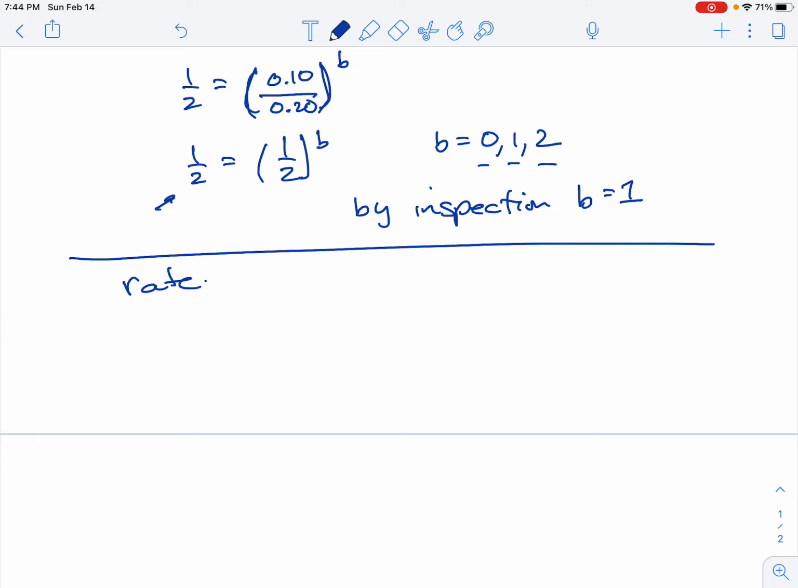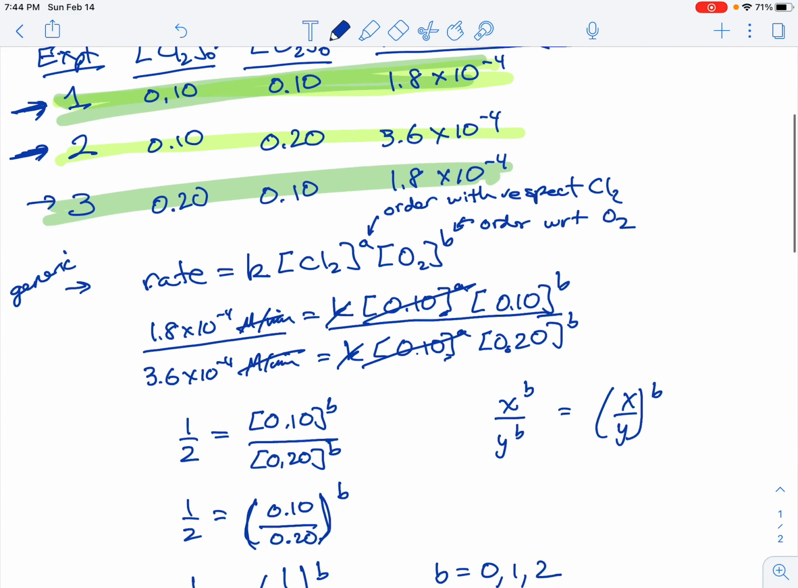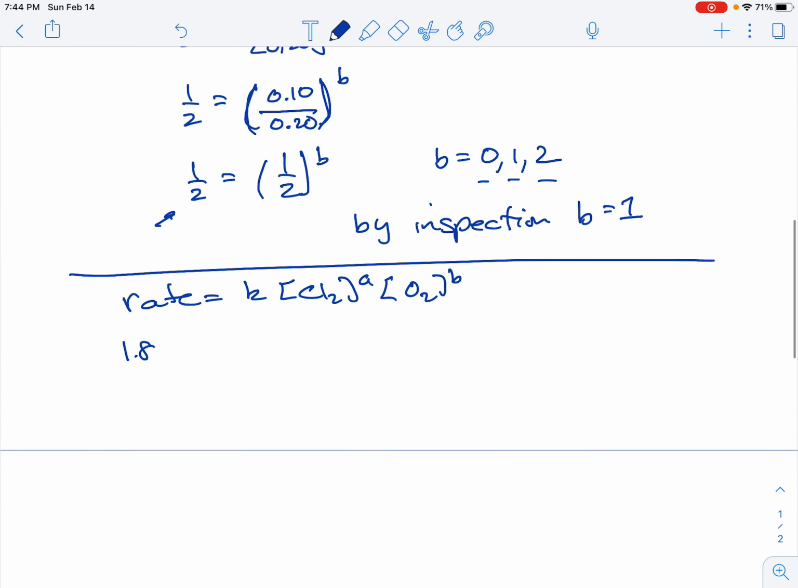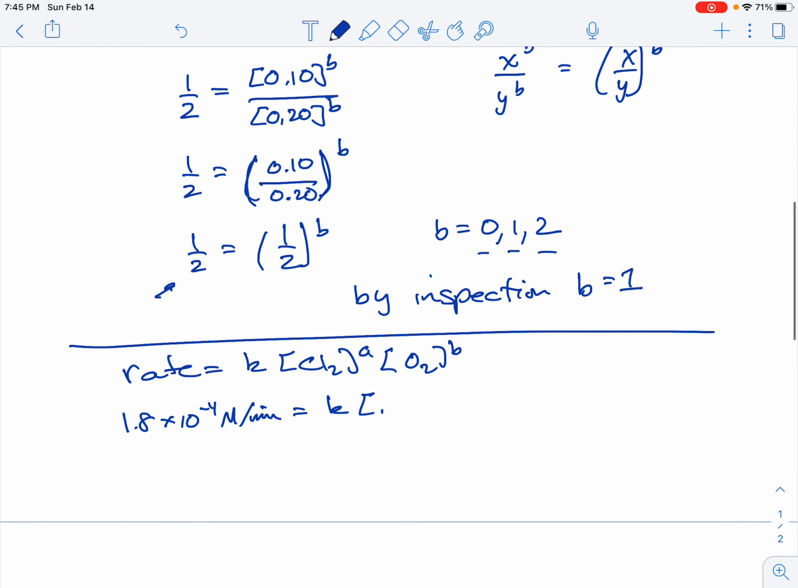Remember, our rate law, I'll just rewrite it real fast. Our generic rate law is rate equals k times Cl2 to the A, O2 to the B. We now know what B is. We could go ahead and plug it in. We're not going to for now. So I've got a rate here of 1.8 times 10 to the minus 4 molar per minute equals the rate constant K times, what are my numbers? 0.1 and 0.1. A 0.10 to the B.